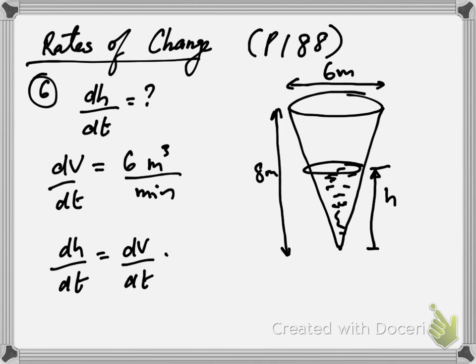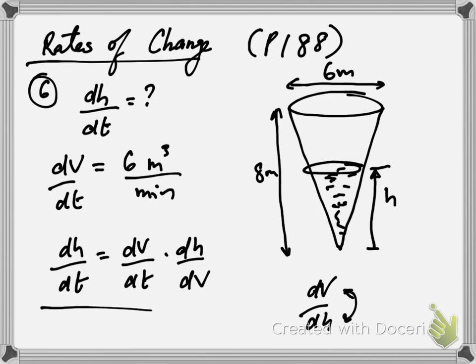Now let's see if we can find dh over dt by using dv over dt, and so we need h. So if you have dh, so maybe dh over dv or dv over dh. So the dv's will cancel and end up with dh over dt. So most probably you'll be able to find dv over dh, flip it, and you end up with that. So once you've ascertained your chain rule, you can get to work.